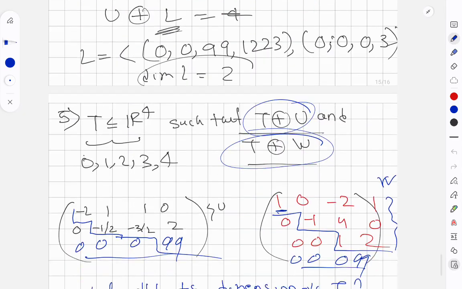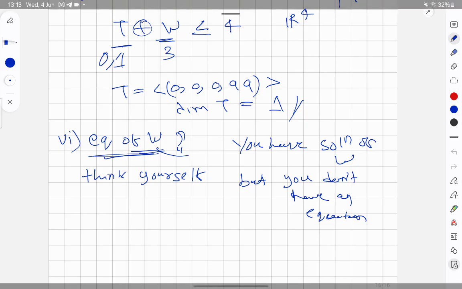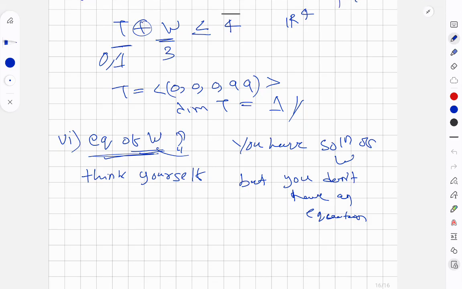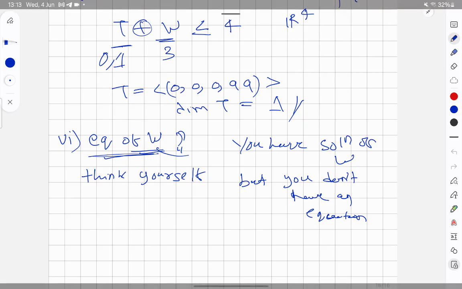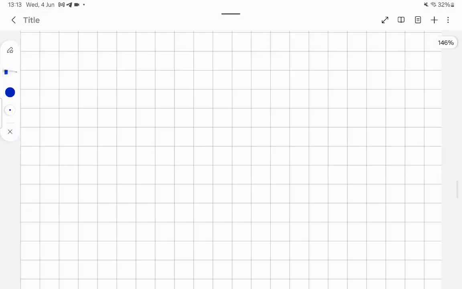Now the final exercise was to find the equation of W. As I said, you try on your own, then we will solve it, and we will also address this question later. Okay, well, I haven't got a clear idea of how to. It's okay, we will address this one later. Let's do the last question. No, okay, so this we have to solve. We will solve it.